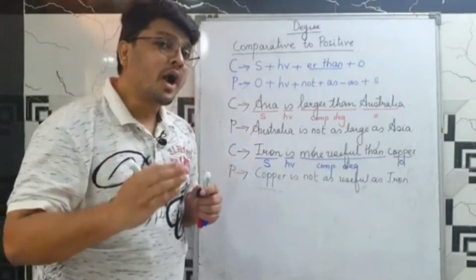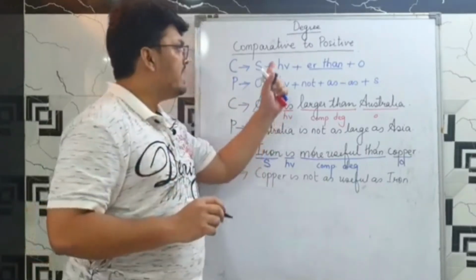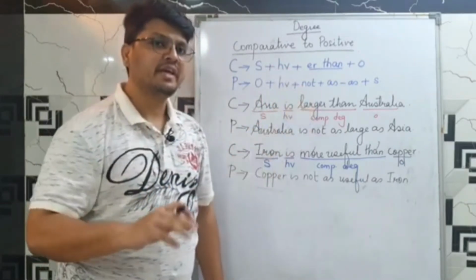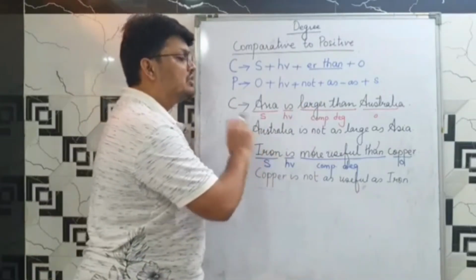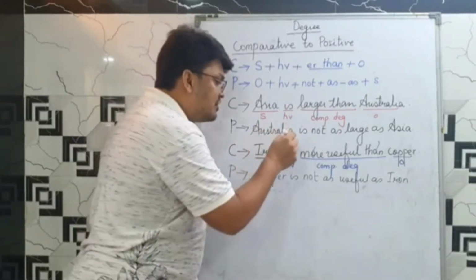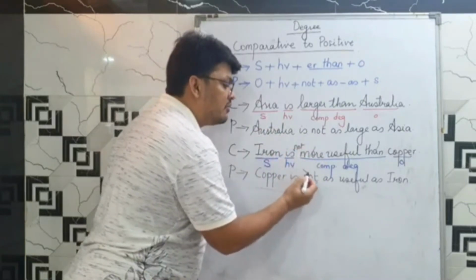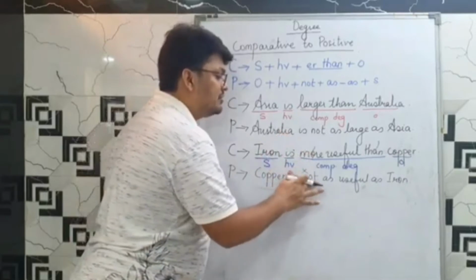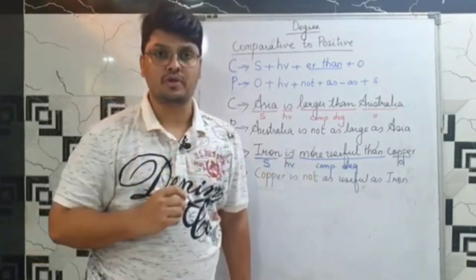Now students, what if not comes in comparative degree? When you see not in comparative degree, do not use not in positive degree. Suppose comparative: iron is not more useful than copper. As I have used not here, I will remove not from here. In the earlier example there was no not, that is why I used not over here. So please do not forget this rule.